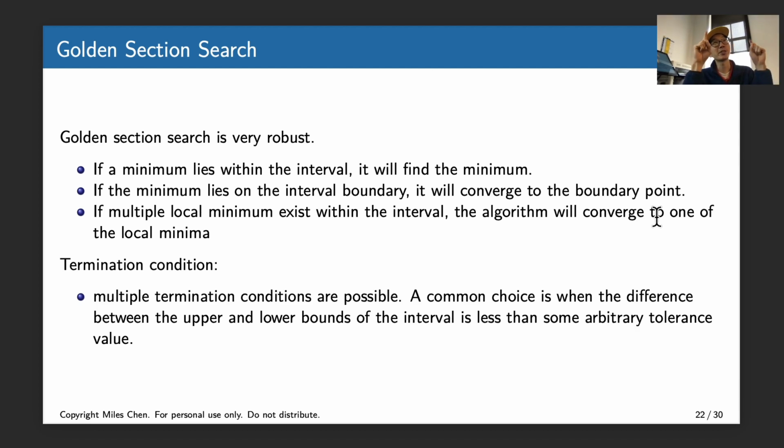Probably the most common choice is to say, when the difference between the upper bound and the lower bound of your interval is less than some very small amount, like 10 to the minus 5 or 10 to the minus 6, then we'll call it a day and stop. That's probably the best criterion, but you can also stop after a certain number of iterations and things like that. But you probably just keep going until you reach some tolerance value.